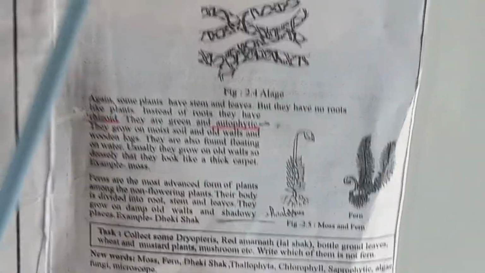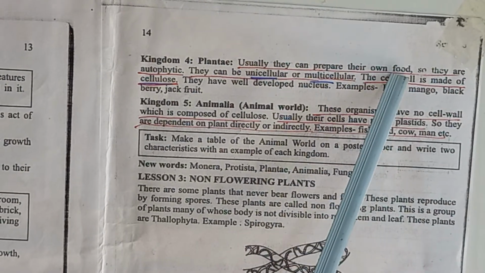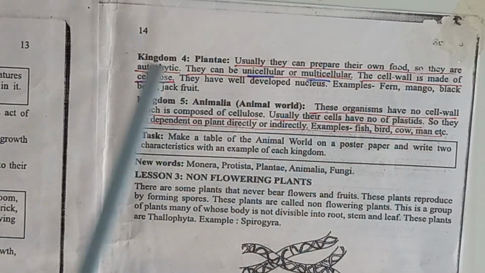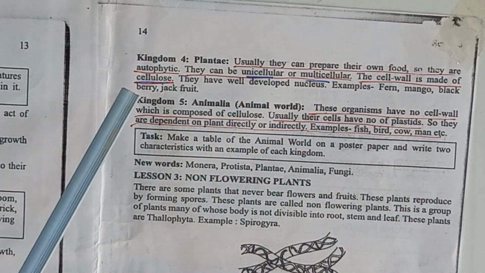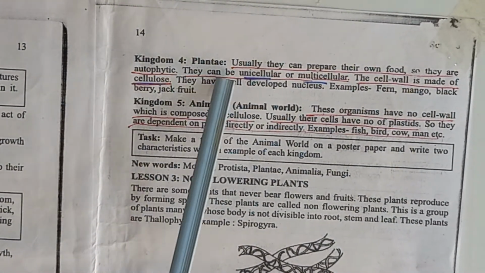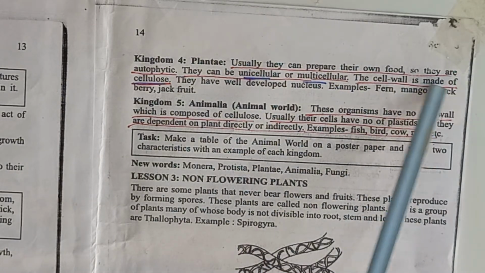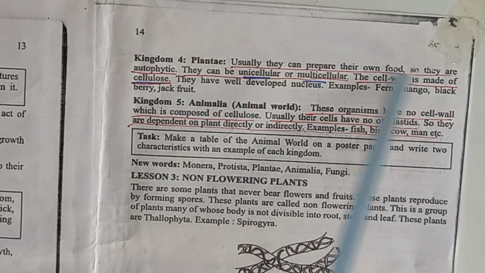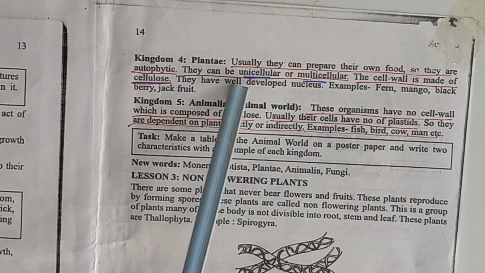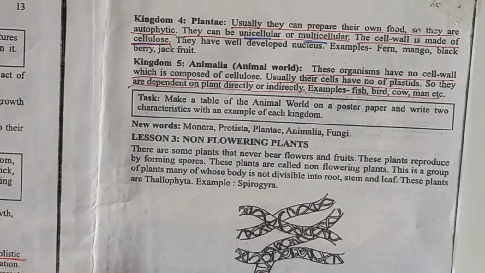Now come to here, this is page number 14. Kingdom 4, Plantae. Usually they can prepare their own food, so they are autophytic. So they can make their own food, that's why they are called autophytic. They can be unicellular or multicellular. The cell wall is made of cellulose. They have a well developed nucleus, example fern, mango, blackberry, jackfruit.